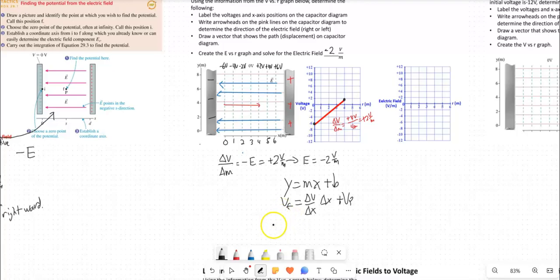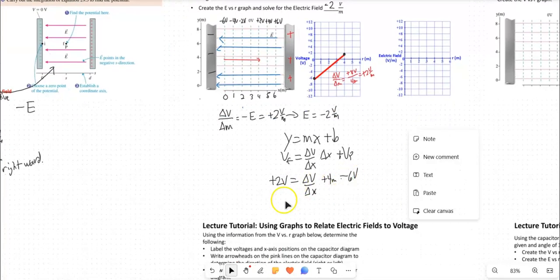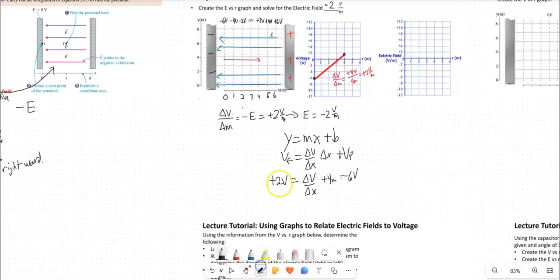So in this case, our final voltage is positive 2 volts. We're going to calculate the slope, so this is what we're going to solve for. The change in distance is going to be positive 4 meters, and it started out at negative 6 volts, right? So pull the negative 6 on the other side. So I'm going to go up this way with the math. Actually, I don't need to go that far.